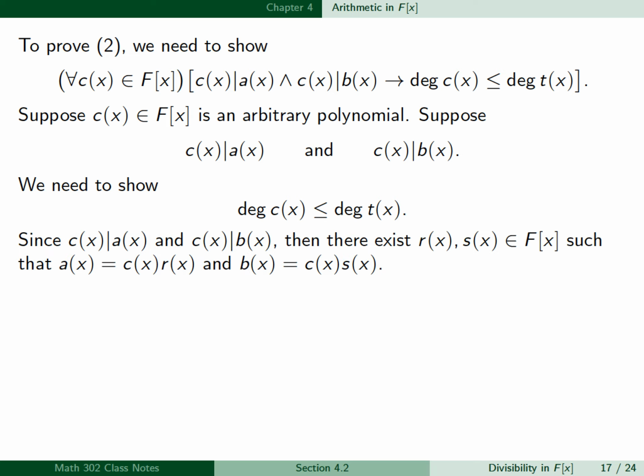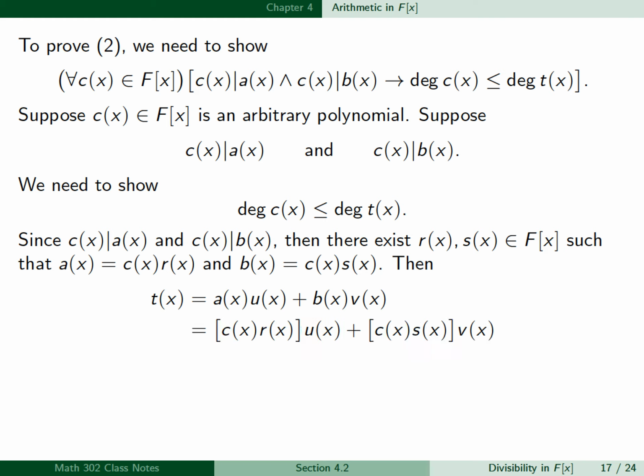Now, since c(x) divides a(x) and c(x) divides b(x), then there exist r(x) and s(x) such that a(x) equals c(x)r(x) and b(x) equals c(x)s(x). So then t(x) equals a(x)u(x) plus b(x)v(x). And substituting a(x) and b(x), we obtain this expression. And this has a common factor of c(x) on the right side, which we can pull out.